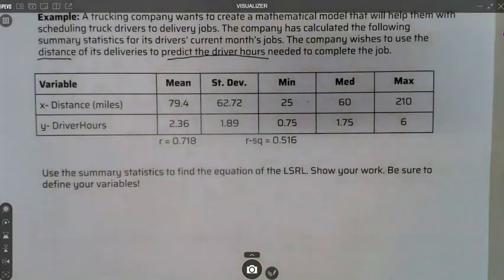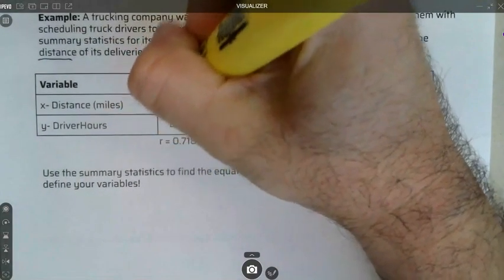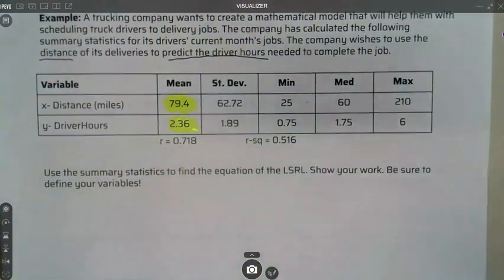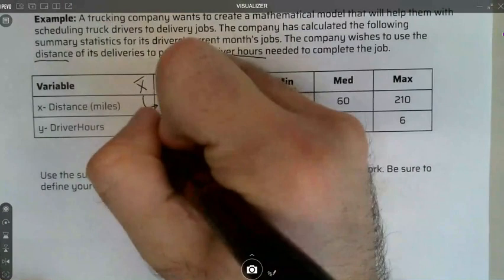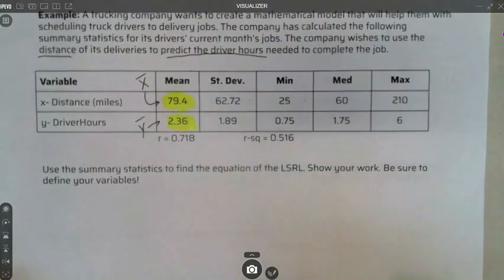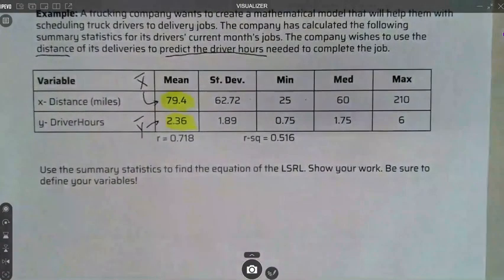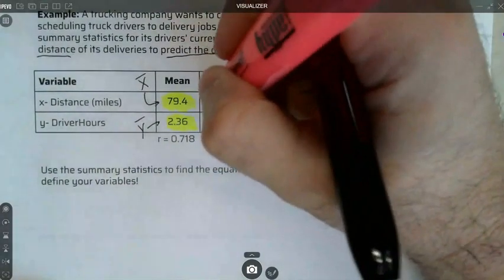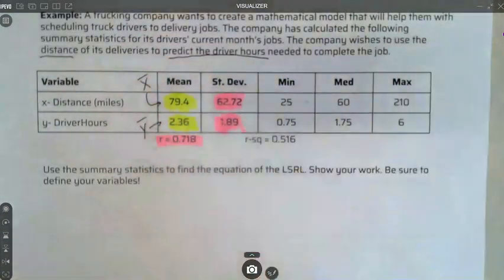So let's highlight the things that we're going to need. We're going to need one point that is on the line. And as we said before, the least squares regression line will pass through this ordered pair, the mean of x and the mean of y. So here is giving us x bar, the mean of x, and here it's giving us the mean of y. And the other thing that we'll need to calculate the slope, we're going to need the standard deviation of y, which is 1.89, the standard deviation of x, which is 62.72, and we'll need the correlation r.